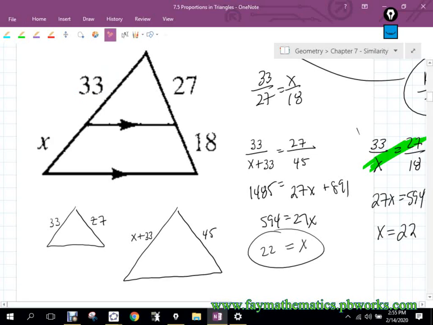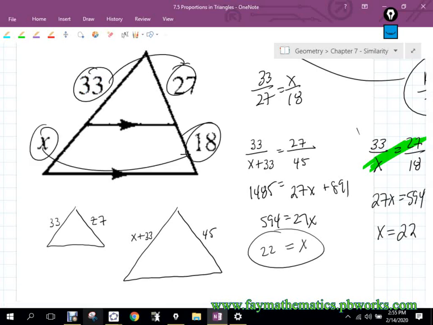And if you look at it visually then, that's comparing that to that and that to that. Does that make sense? So it's comparing different parts of your triangles to one another. But if I go through that and cross multiply, I still get 27x equals 594, and I'm still going to get x to be 22. But what I want you to understand is that if you did it that way, it's no different than the other two ways. Does that make sense?